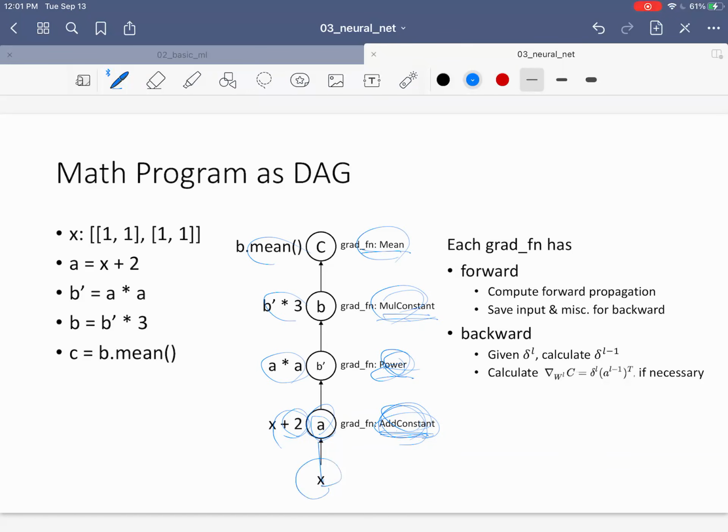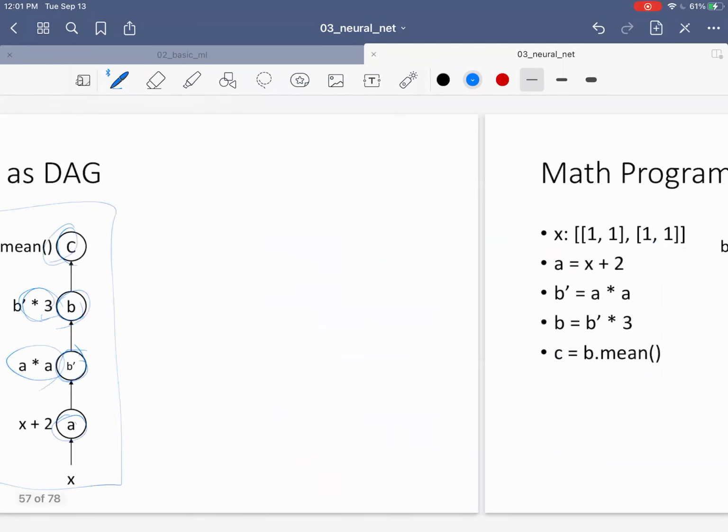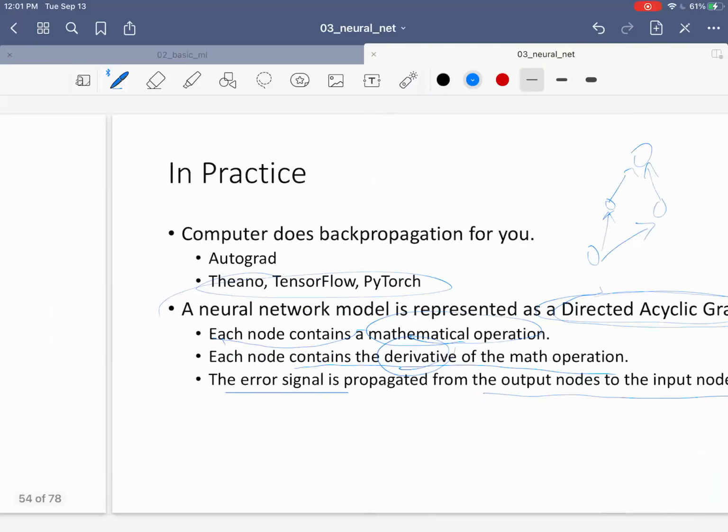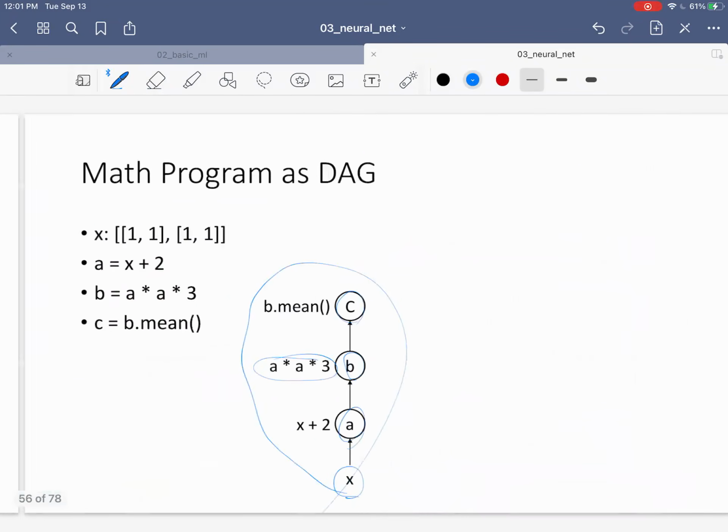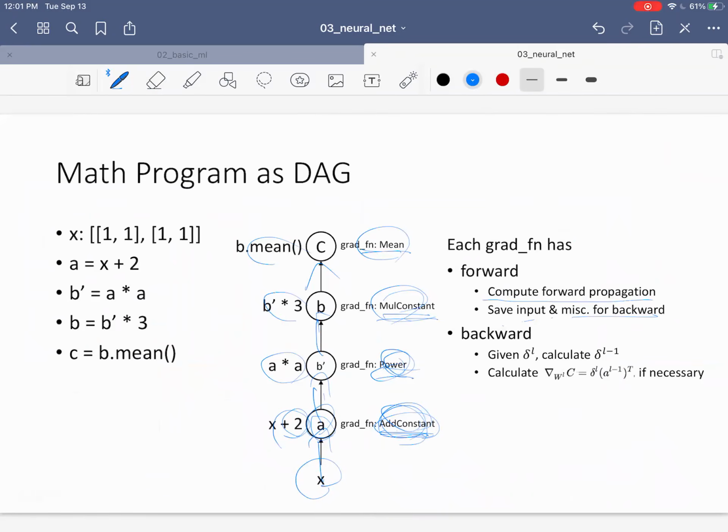You put X in, and then you push it through upwards, which will be the forward process. So forward computing, forward propagation, and then saving input and miscellaneous for the backprop. In order to do the backprop, what we needed to save was these two, or especially this, because currently we don't have any activation function in our DAG. So we need to store the activated values, or the output values, and then backward would be given delta L, calculate this because we're going backwards, and then calculate this gradient with a L minus 1 if necessary.